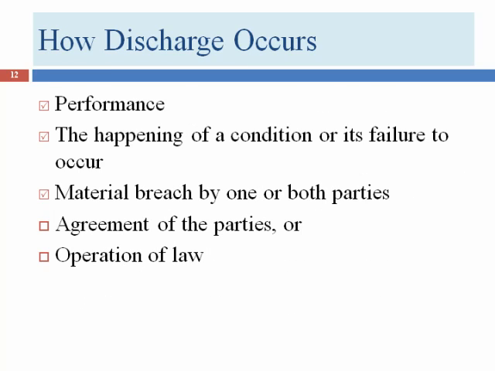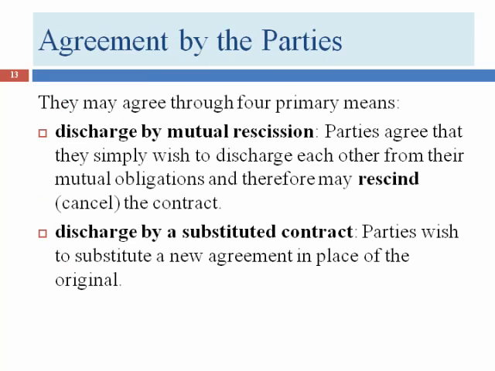So we've talked about performance, which is the usual way, the vast majority of times, where people do what they're supposed to do under the terms of the contract. We talked about conditions precedent, conditions subsequent, and concurrent conditions, both expressed and implied. We talked about material breach, which is a category different than complete performance and subsequent performance. And with the special category of material breach, we talked about anticipatory breach. Now we're up to the fourth category, which is agreement of the parties.